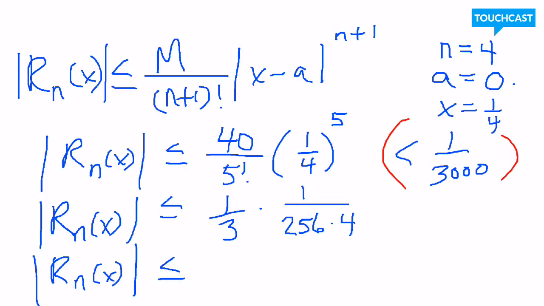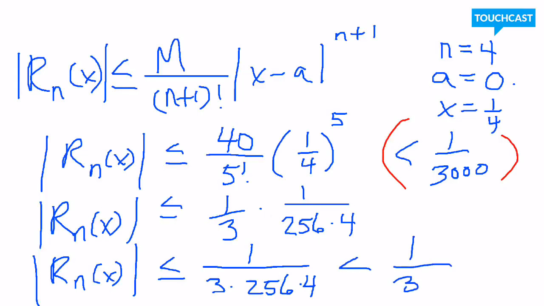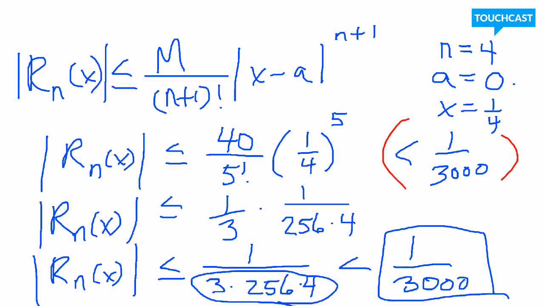So you could do the math out, or you could just do approximations like this. This is going to be 3 times, and we could say a bunch of different ways to do this, 256 times 4, which is less than 1/3000, because this denominator is going to be bigger than 3,000, so that means that whole fraction must be less than 1/3000. That would be my answer here.